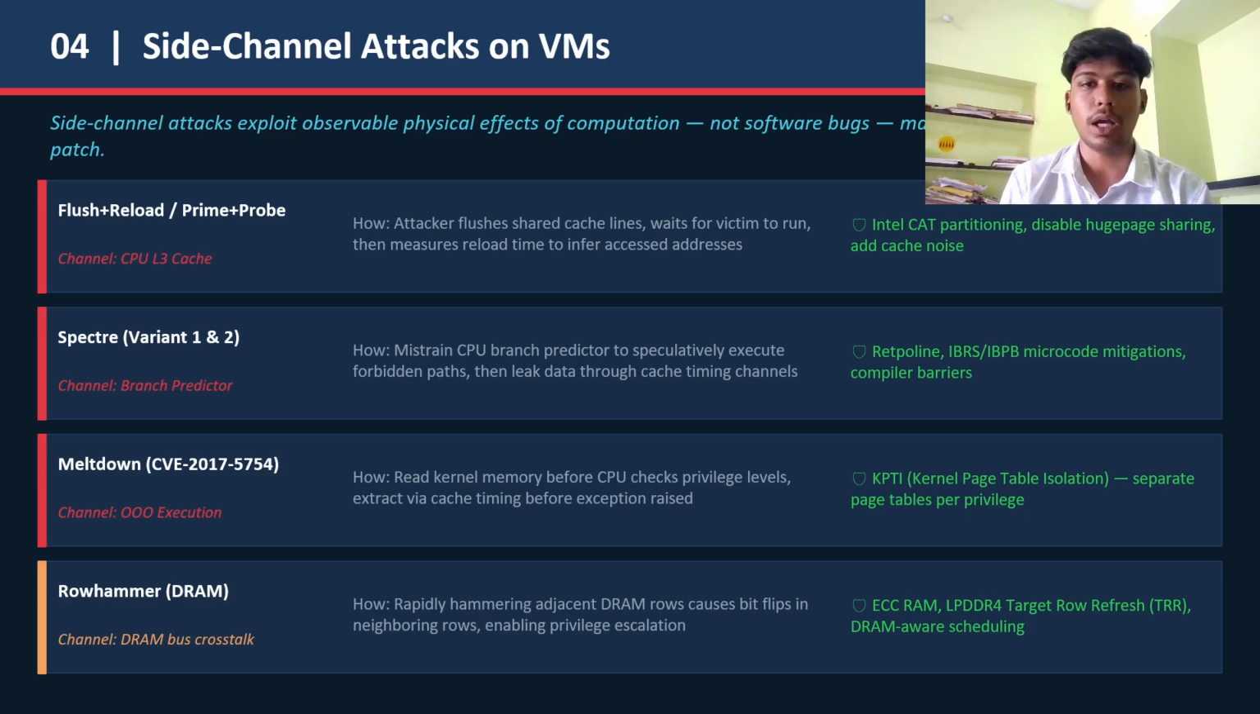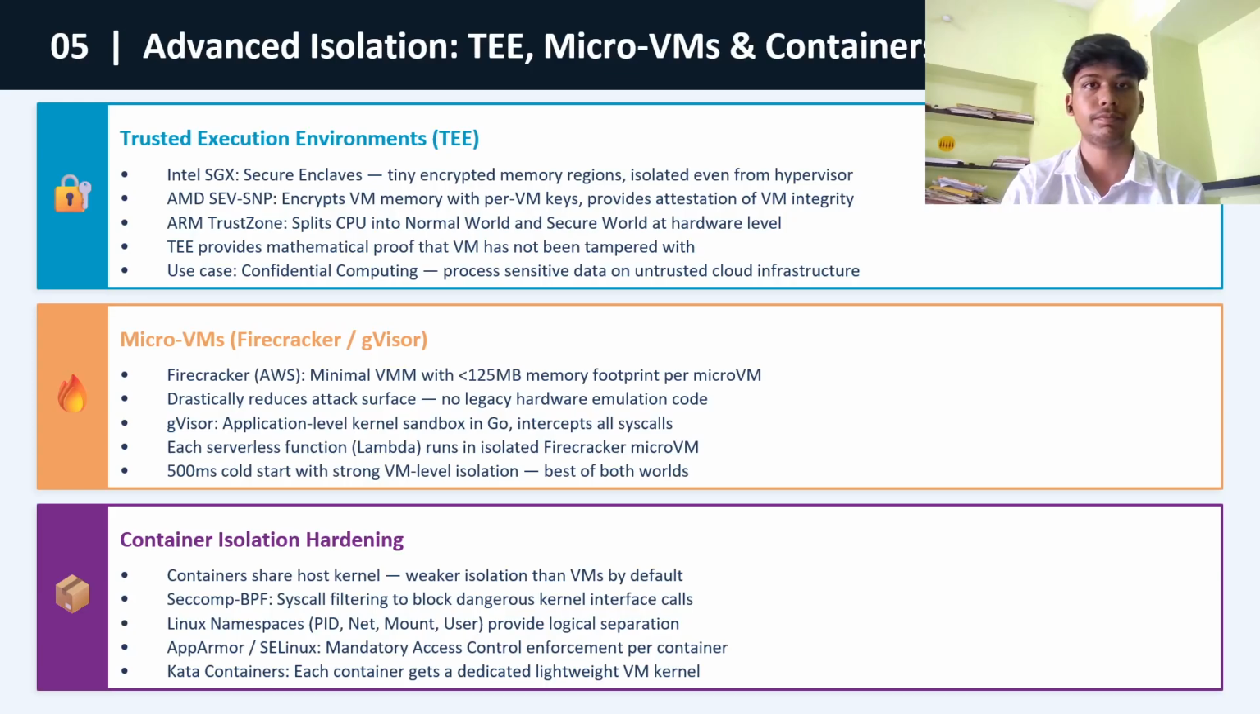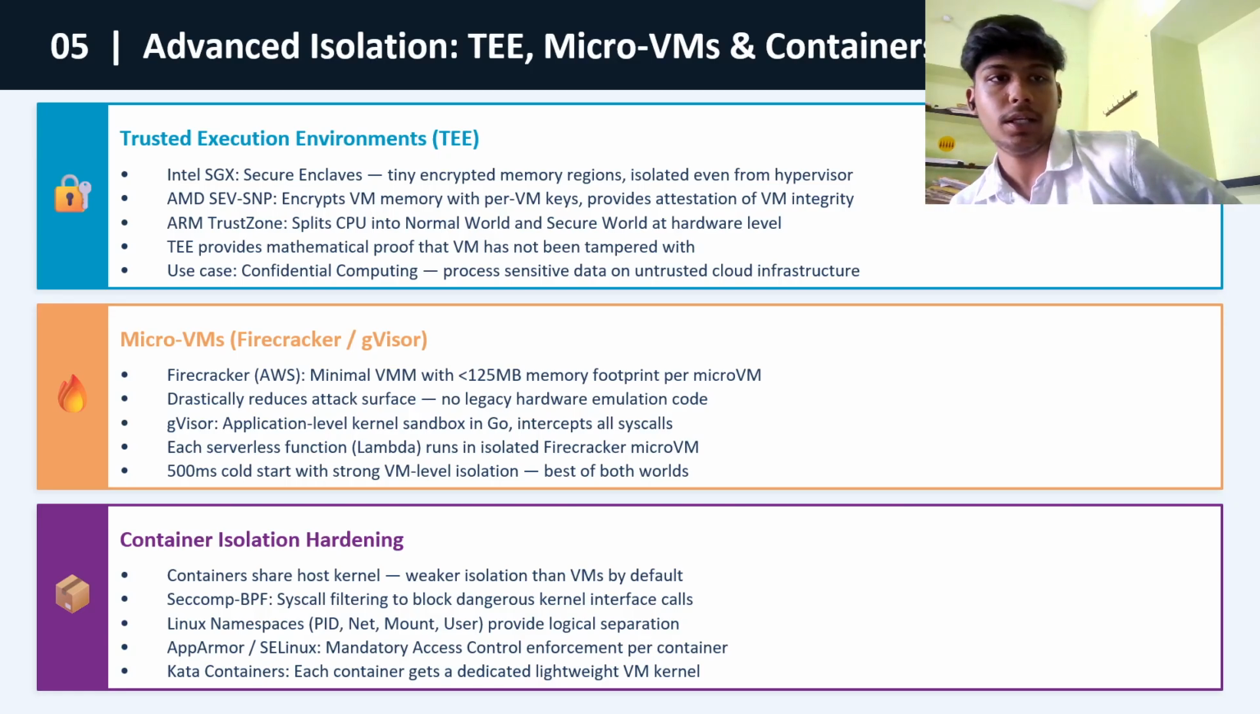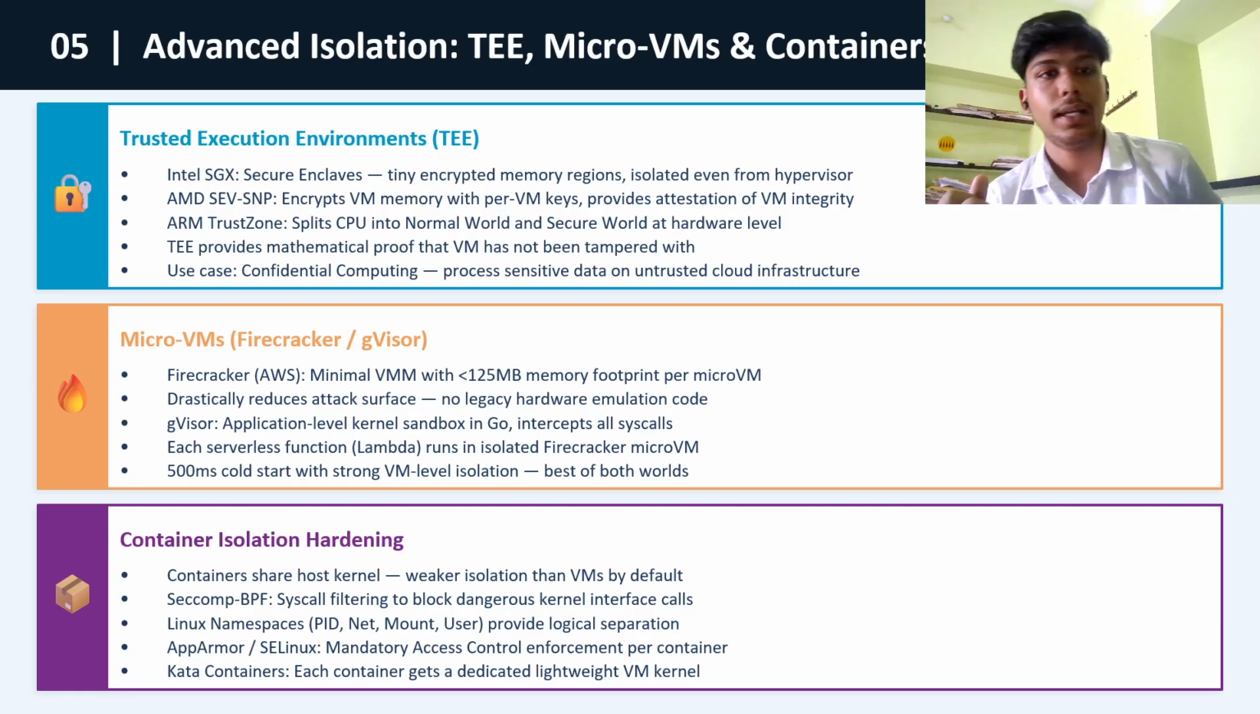Now let's get into the advanced isolation. Advanced isolation covers TEEs, micro VMs, and containers. First is the trusted execution environment. We have been talking about trusting the hypervisor to enforce isolation. But what if the hypervisor itself was compromised? What if a rogue cloud provider employee or sophisticated attacker gains control of the hypervisor?